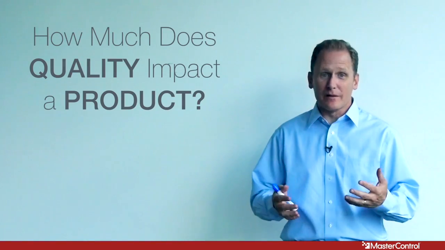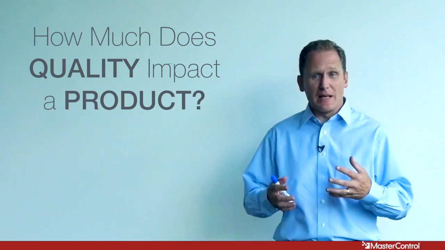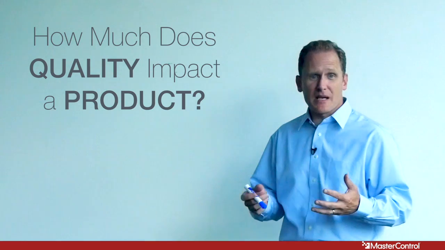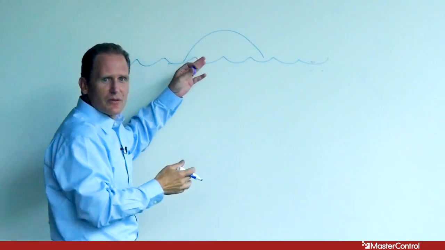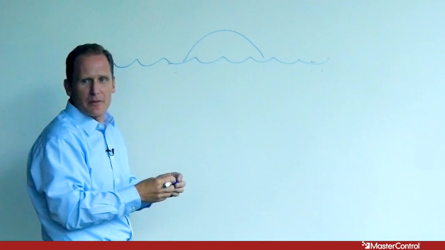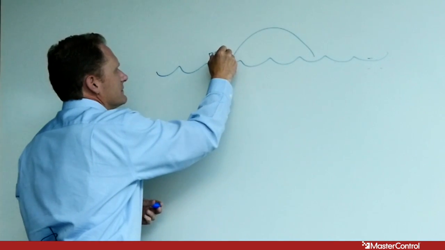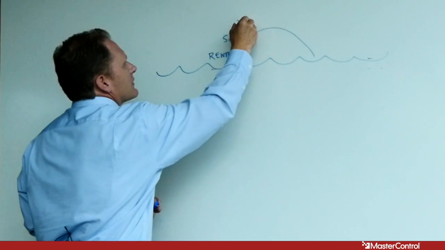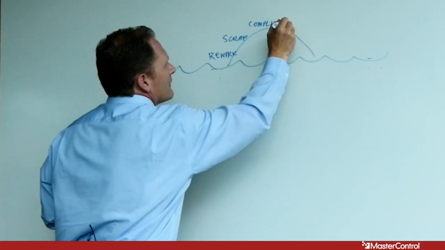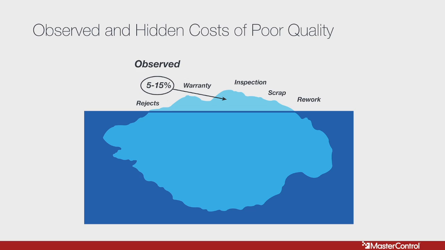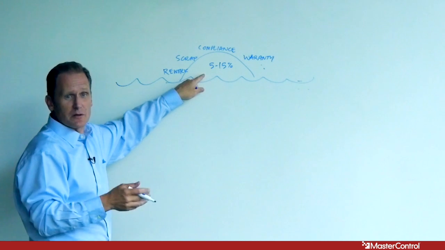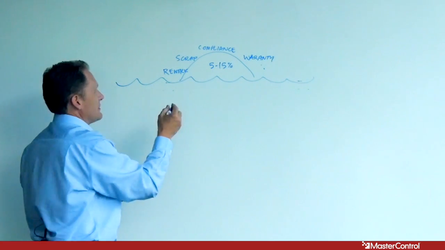So how much does quality impact a product? If we're going to design it, we have to make sure that we know what impact this is going to have. So I sometimes think of this like an iceberg. I'm going to draw the water. And the part of the iceberg that we can see, these are the types of costs and problems that are readily apparent in a company when there's quality problems. Things like rework, scrap, compliance issues, warranty claims, those kinds of things. That usually makes up about 5 to 15% of a company's revenues. So if a company was a $100 million company, a typical company would spend $5 to $15 million addressing these kinds of things. But this is just the tip of the iceberg.